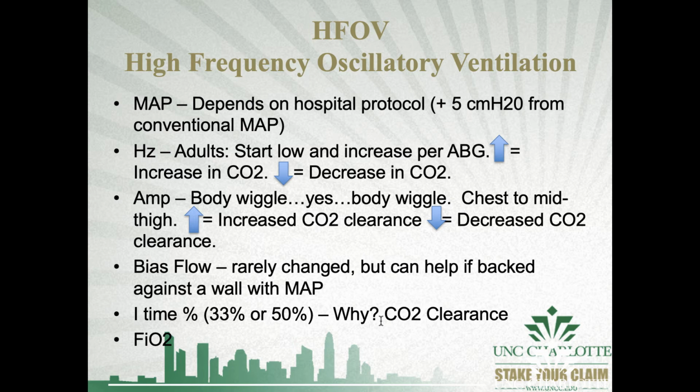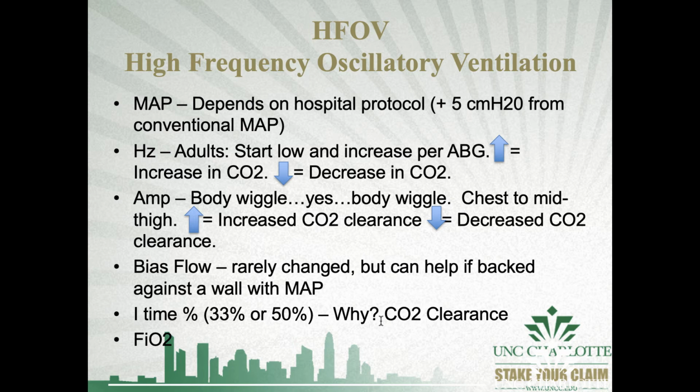Now your I-time percentage is usually set at 33%, but the other option is 50%. Why would we do this in adults? Well, this can occur in situations where you have issues with CO2 clearance, right? Again, remember, we have a lot of other options before we do things like this, but if we change our I-time percentage from 33% to 50%, it improves our CO2 clearance, okay? It increases our duty cycle for the oscillator, and we're able to get out a little bit more CO2. It's really not that effective. I've never had to do it without changing other things.